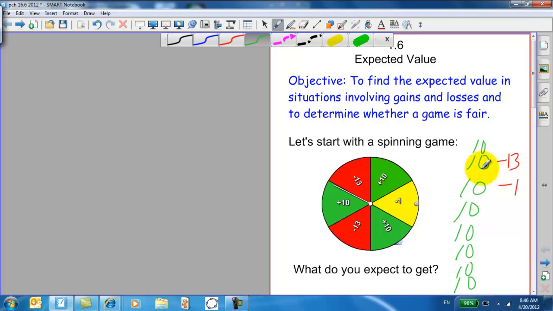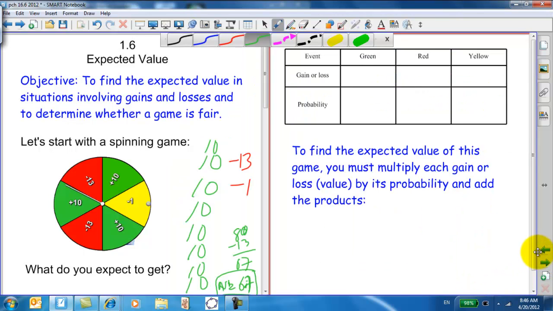So we end up with 10, 1, 2, 3, 4, 5, 6, 7, 8, 80. 80 minus 13, or we ended up with 67. So on average, that was 6.7, an average gain of 6.7 per turn. That looks about right. Now let's do this more exactly here.